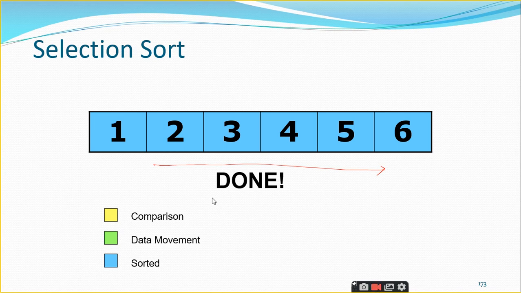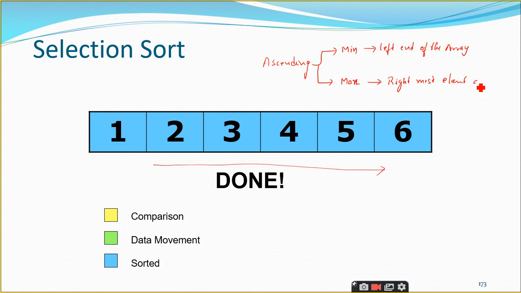And if your procedure is ascending, let me write it here. When you select the ascending order, there are 2 different cases. Either you can select the minimum element or you can select the maximum element. If you select the minimum element, you throw that minimum element to the left end of the array. And if you select the maximum element, you swap it with the rightmost element of the unsorted array.